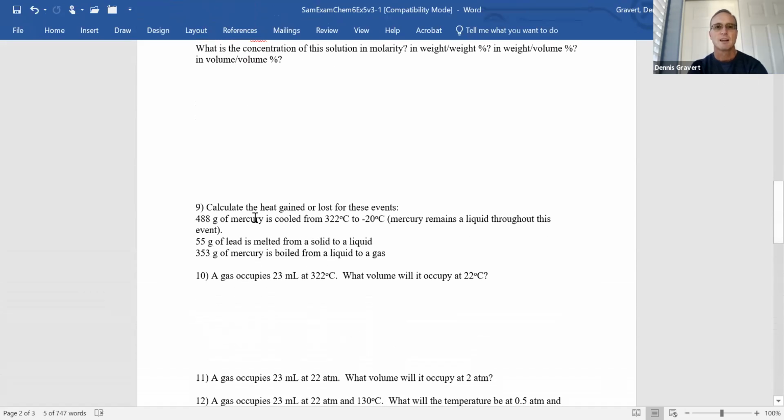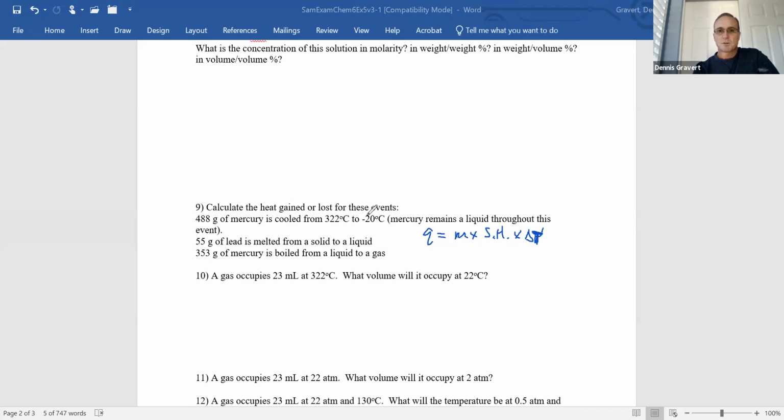Yes, number 9. So right here, 88 grams of mercury is cooled from 322 to negative 20. Mercury remains a liquid, and you have a change in temperature. So you want that first equation, which was, you don't have to memorize, just go back and look it up. It's this one, delta T.